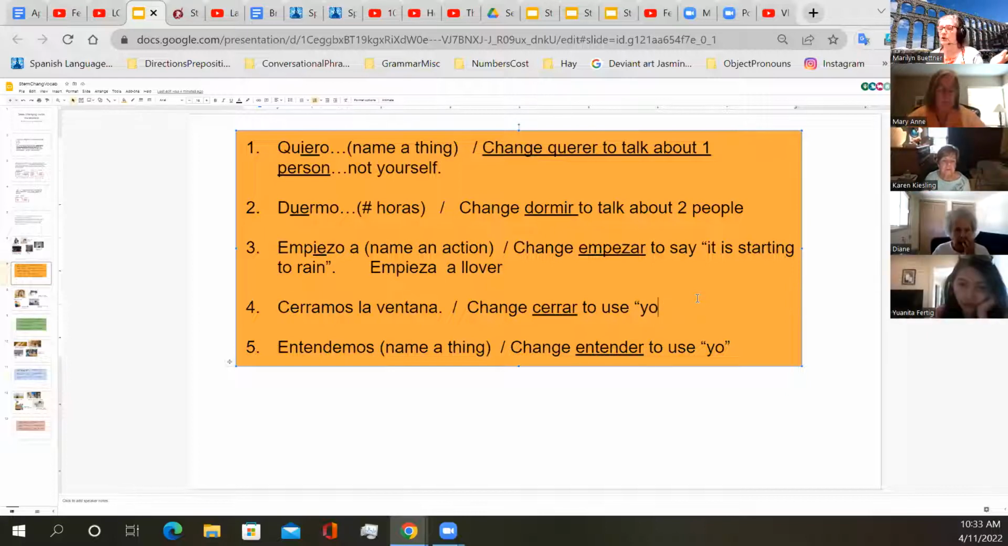We are closing, right? But if I change it to yo, I do the action. Now a stem change has to come in. So cerramos changes to yo cierro. Perfecto. Okay.